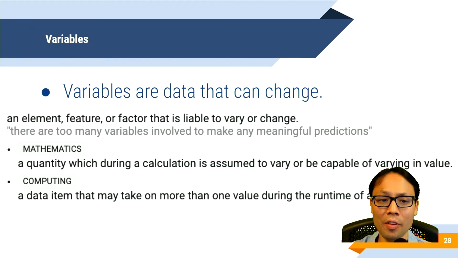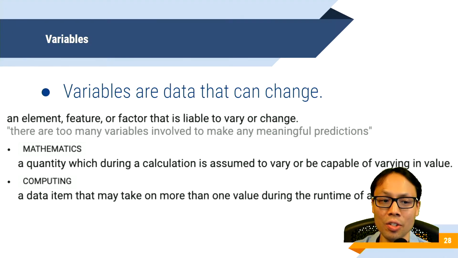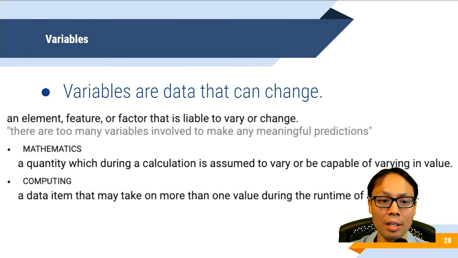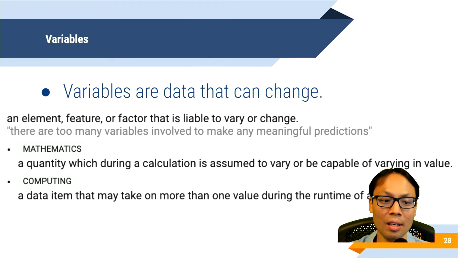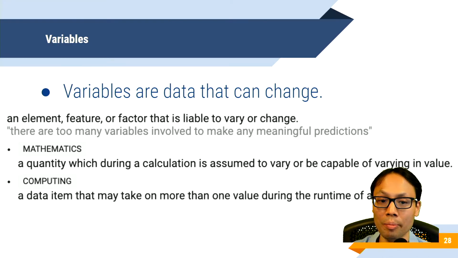All right, so now think of variables as data that can change. If you were to look up the dictionary, variables are defined as an element or feature or factor that can change. And in computer science, variables are a data item that can take on one or more values during the runtime of a program.